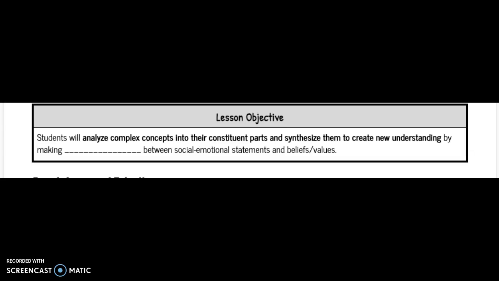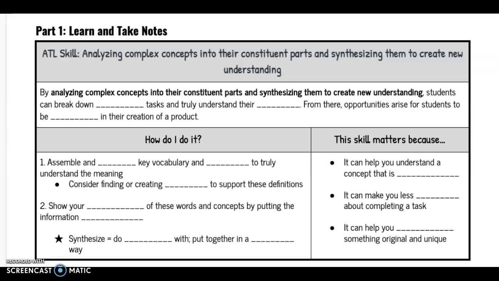Our objective for this lesson is that students will analyze complex concepts into their constituent parts and synthesize them to create new understanding by making connections between social emotional statements and beliefs and values. So let's first talk about what this skill even means. When we analyze complex concepts into their constituent or different parts, and we synthesize them to make new understanding, students can break down difficult tasks and truly understand the meaning. From there, opportunities will arise for students to be creative in the creation of their product.